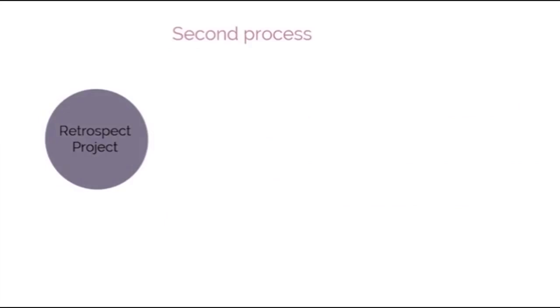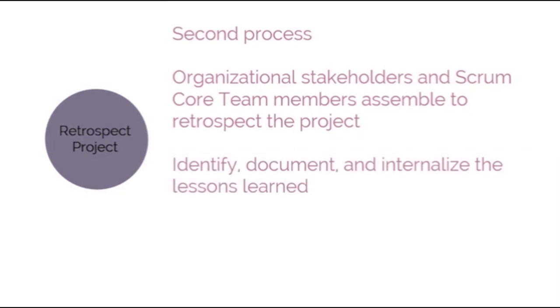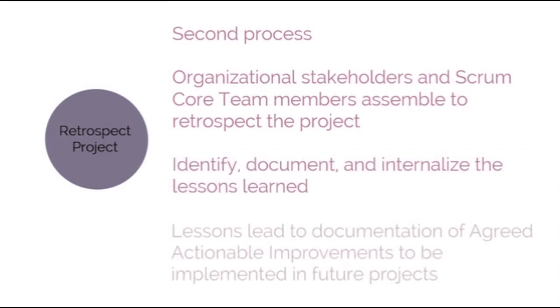The second process is retrospect project. In this process, which completes the project, organizational stakeholders and Scrum Core team members assemble to retrospect the project and identify, document, and internalize the lessons learned. Often, these lessons lead to documentation of agreed actionable improvements to be implemented in future projects.